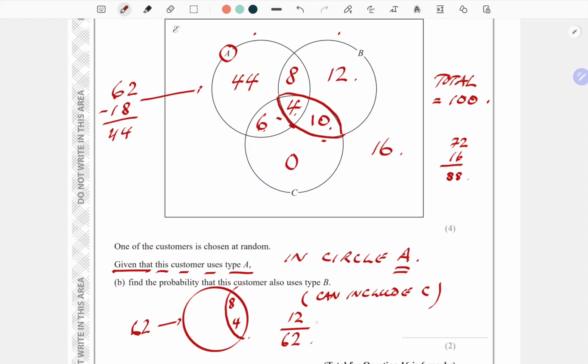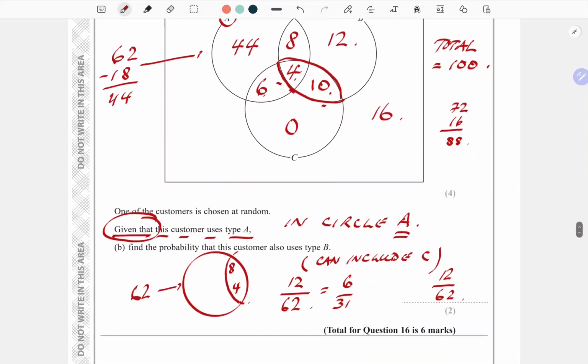You can simplify it if you like and divide, whatever, 6 over 31 if you wish. Whatever is equivalent. Probably better to leave it like that, I think. Doesn't matter which way. So hopefully that also makes sense. Watch out for the "given that" statement. That's what's important.